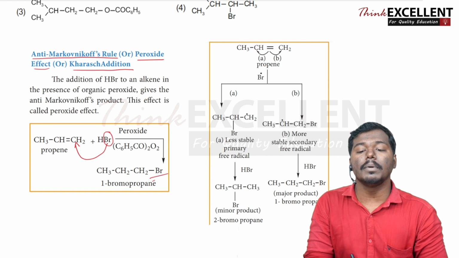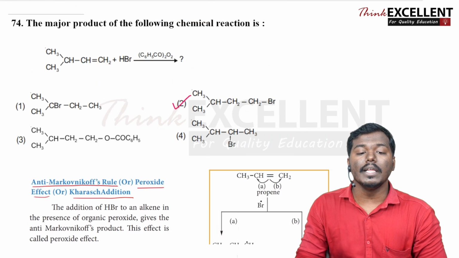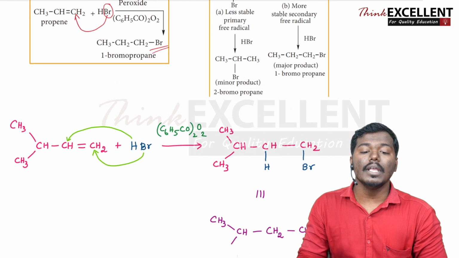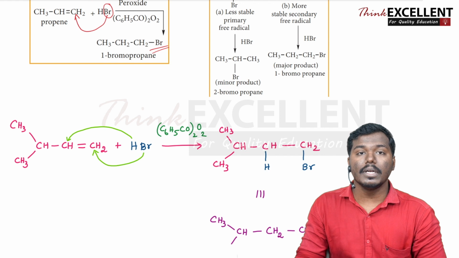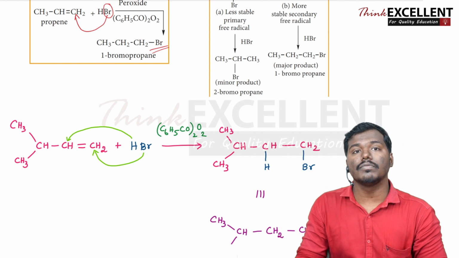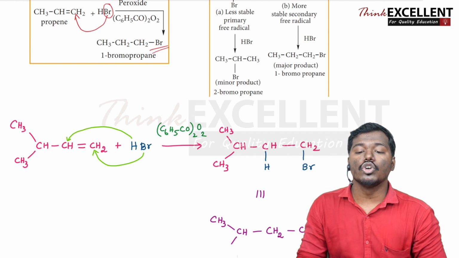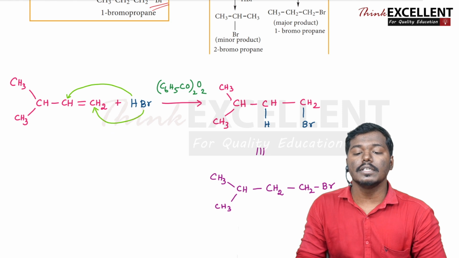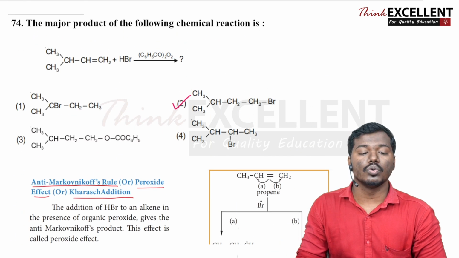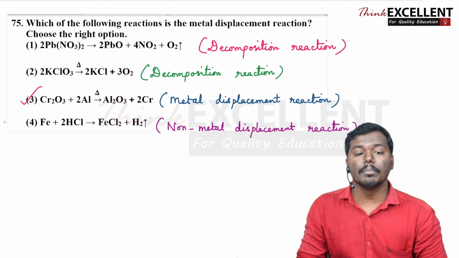the carbon-carbon double bond. So, appa adhe maadhiri inga koduthirukka alkenela HBr add aagumpodhu, in that the Br, it will be added to the carbon-carbon double bond in the terminal carbon, and the hydrogen, it is added to the another carbon of that carbon-carbon double bond. So, you will get the product like this, that is CH3, it is attached to CH, CH2, CH2, Br. Okay, so the correct option is option number 2. Okay, so next we are going to question number 75.